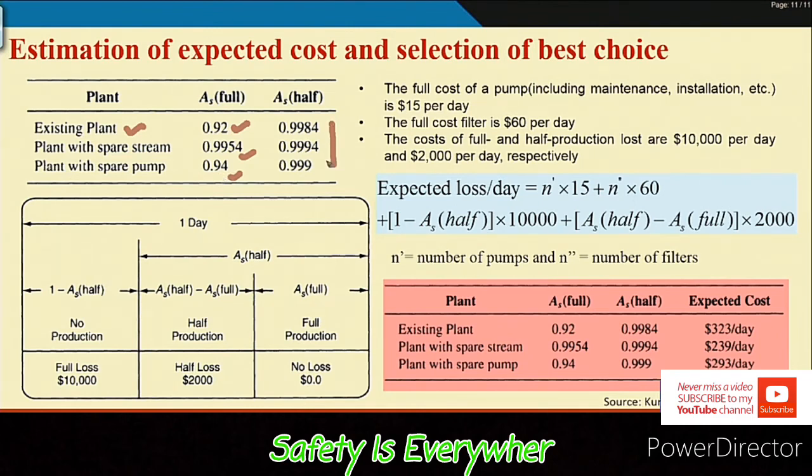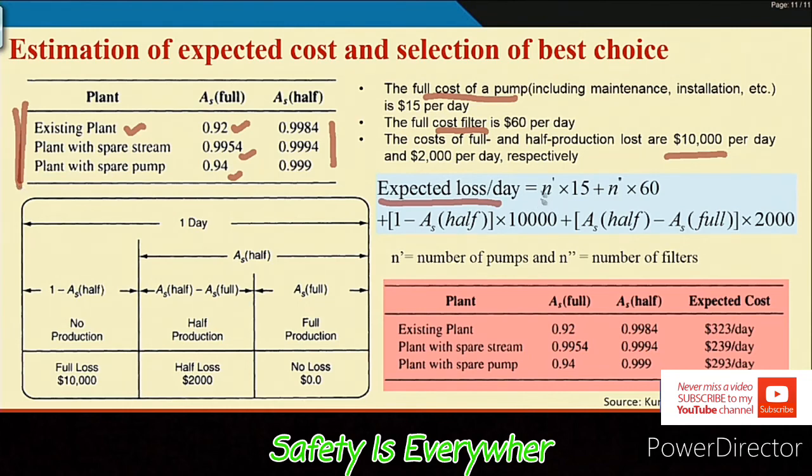Now if we know some data, like the full cost of a pump including maintenance and installation, the full cost of a filter including installation, maintenance, etc., and the loss for not having full production or having half production, then using this formula you will be able to find the expected loss per day for the three different alternatives.